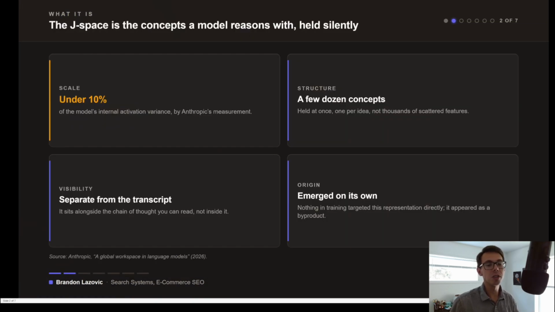So what is it? The J-space is a small set of internal patterns inside the model, and each one is tied to a word, kind of like the concepts the model is actively reasoning with at the moment. The key thing is that this is separate from the chain of thought you can actually see. It runs silently down in the model's numerical activations, so the model can be holding a concept without ever writing it down. And the part I find genuinely interesting is that nobody designed this. It emerged on its own during training, presumably because having a shared reusable place to put intermediate results is just a useful way to organize the computation. It's also small, under 10% of everything going on inside of the model.